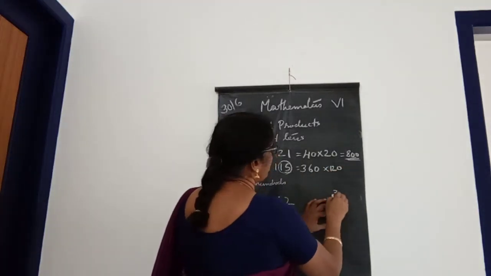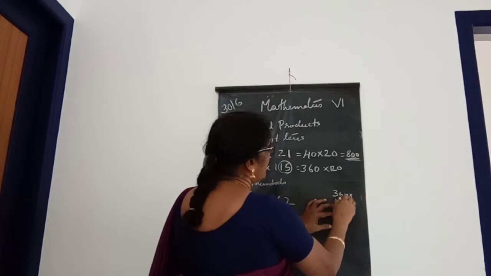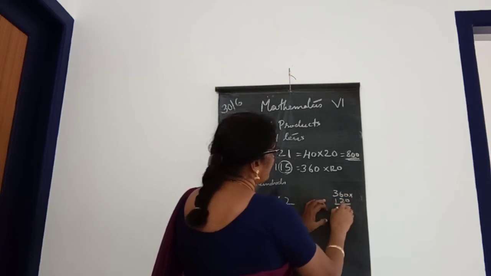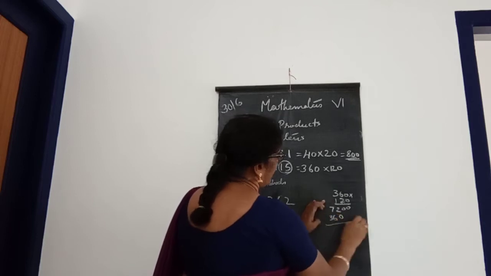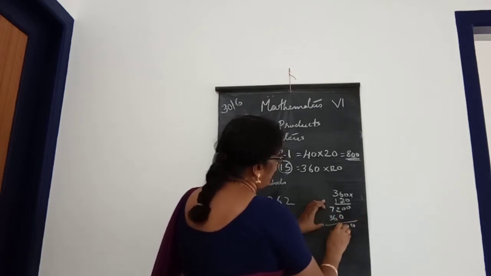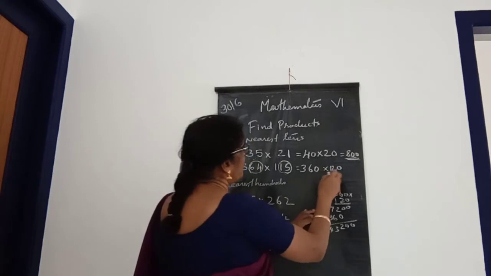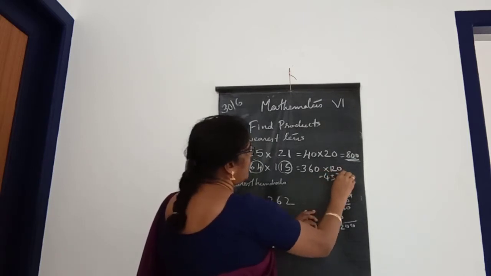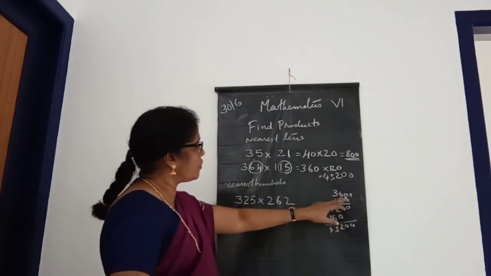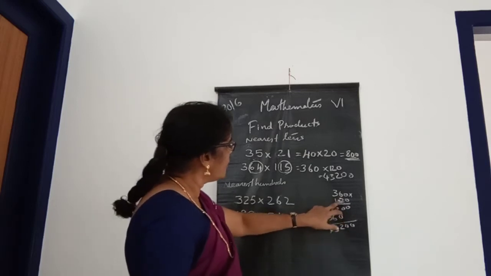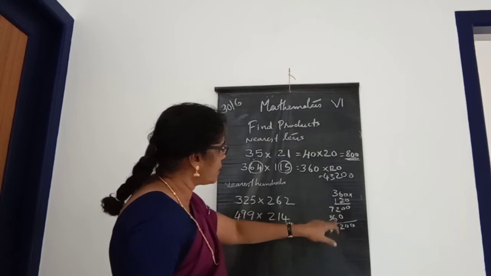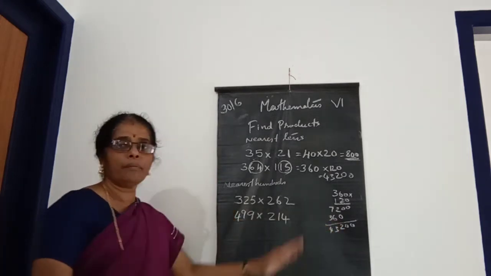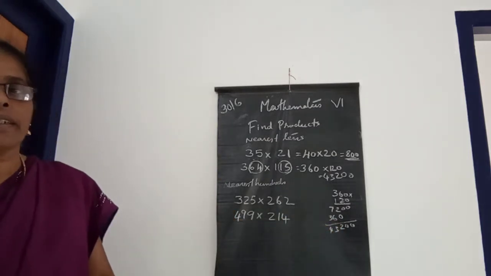120, that you can multiply. 360 into 120. Yes, what is the answer, children? 43,200. 43,200. 2 zeros are 0. 2 6 12, 7, 1 3 60. Yes, okay, children. 43,200. That is the estimate to the nearest tens.